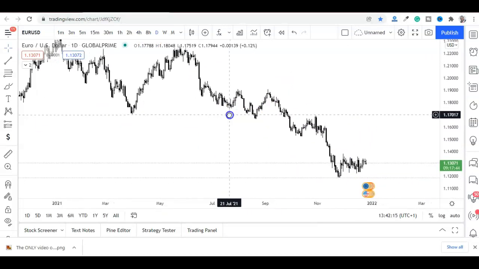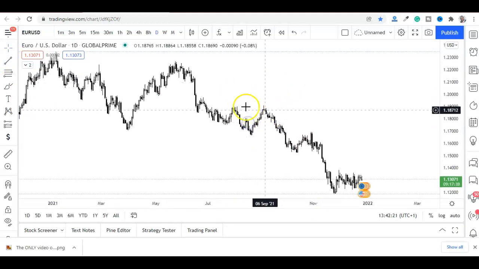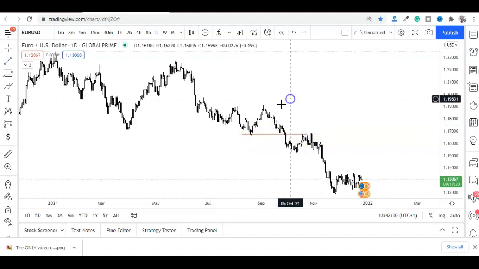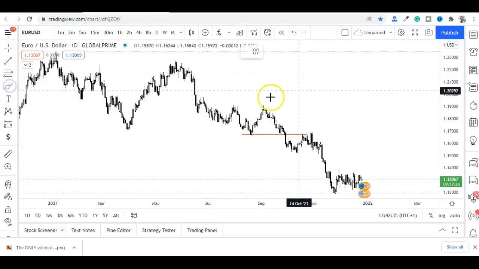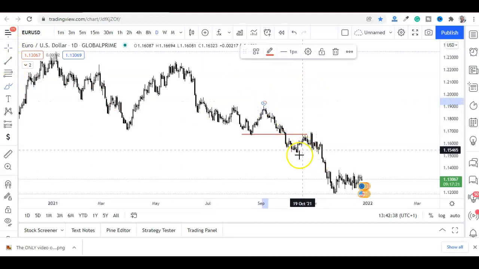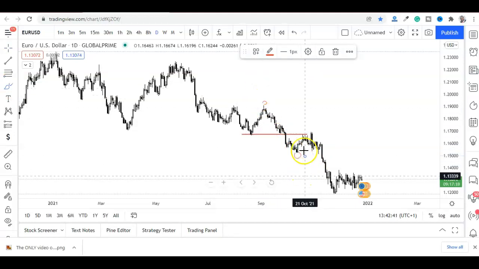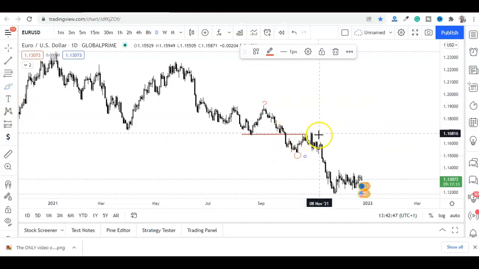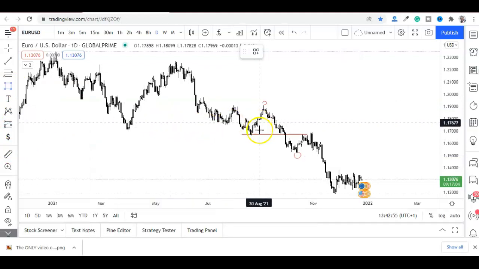So the first one is to identify a continuation break of market structure. This is the Euro USD daily time frame here. So we can observe that we have a continuation here, a break in market structure from a high to a low, from this high to this low. So we have a break of market structure here. And secondly, we'll be looking to sell the market when it gets to this point here. You identify your point of interest, okay?